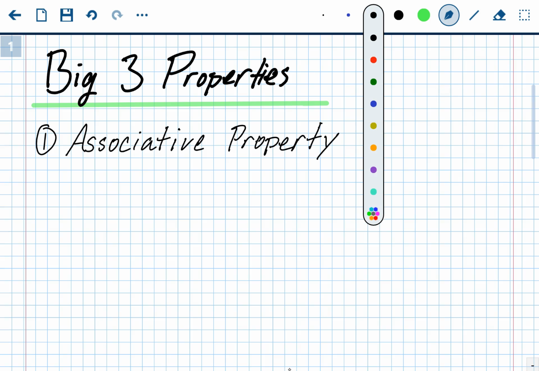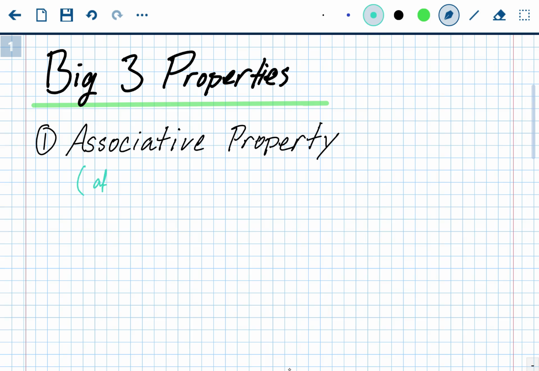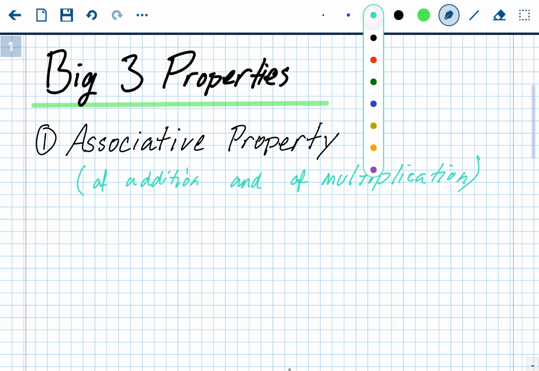Okay. Now, the associative property works for two types. So you'll see the associative property of addition, and you'll see the associative property of multiplication. Okay. It's a property that works for both of them. So really this is two separate properties, but we're just going to put them together. Okay. So if you're doing a homework or a quiz or a test, don't just say the associative property, say which operation it's the associative property of.